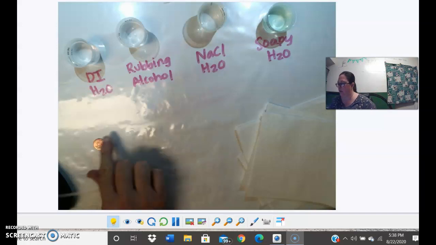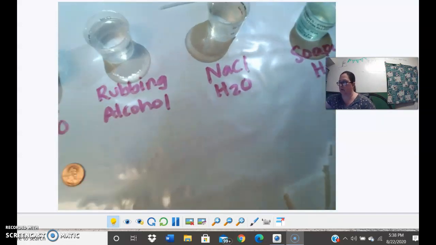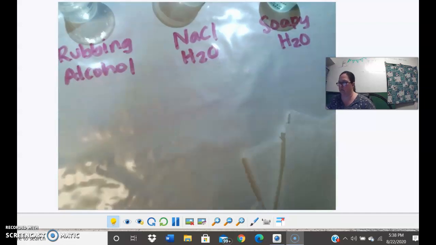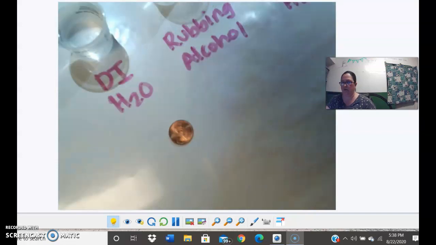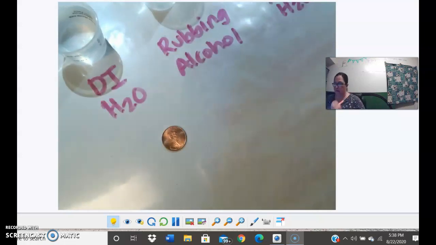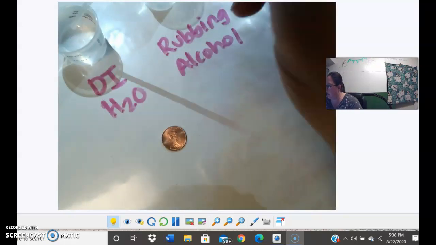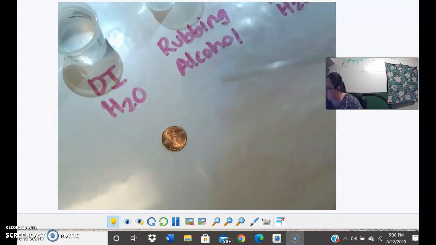So I've got my penny, and I'm going to adjust the camera. All right, distilled water. Let's give that a little focus. All right, so penny, and hopefully you can see the water kind of bubbling up. So using some of those cohesive and adhesive properties. So we're going to drop this.